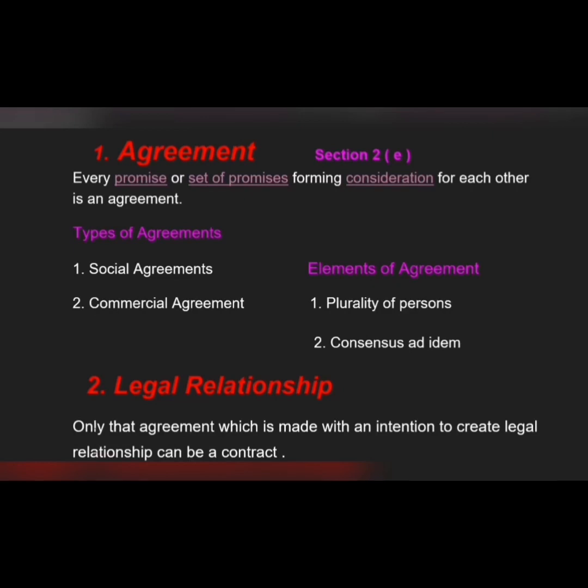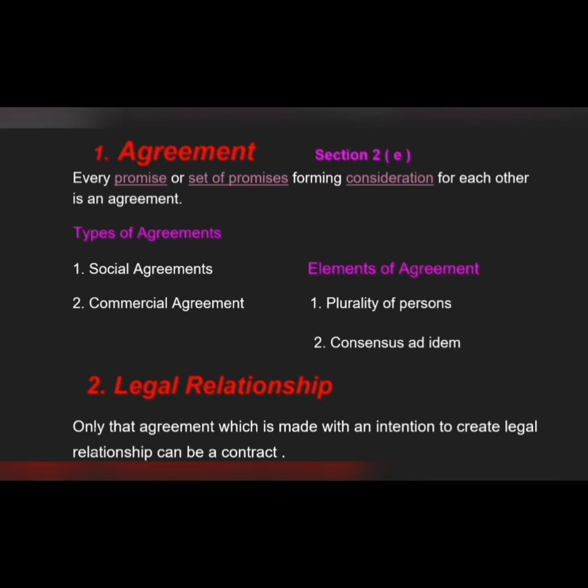Students, the first one is agreement, and I will elaborate on agreement according to section 2 subsection E of the Contract Act 1872. Every promise or set of promises forming consideration for each party is an agreement. So you can see in an agreement two important things are required. First, there should be a promise, and second, consideration. I will give you brief information about the promise or promises and consideration later on.